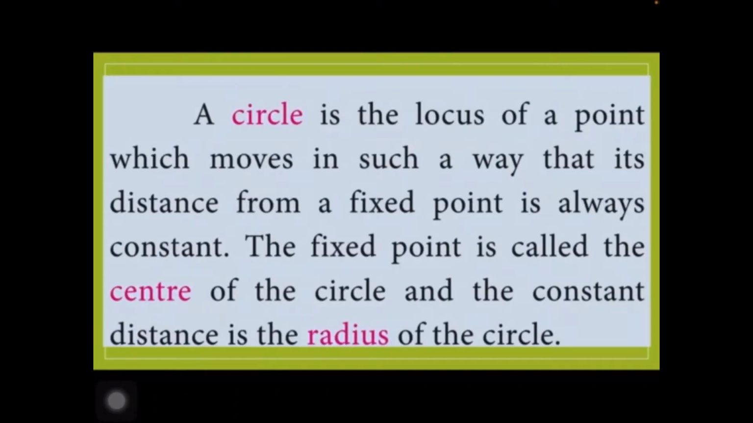So, this is our well known definition of a circle. A circle is the locus of a point which moves in such a way that its distance from a fixed point is always constant. That is, the movement of the point which moves at the same distance from another fixed point. That fixed point is called the center of the circle, and the constant distance is the radius of the circle. It is the usual definition.